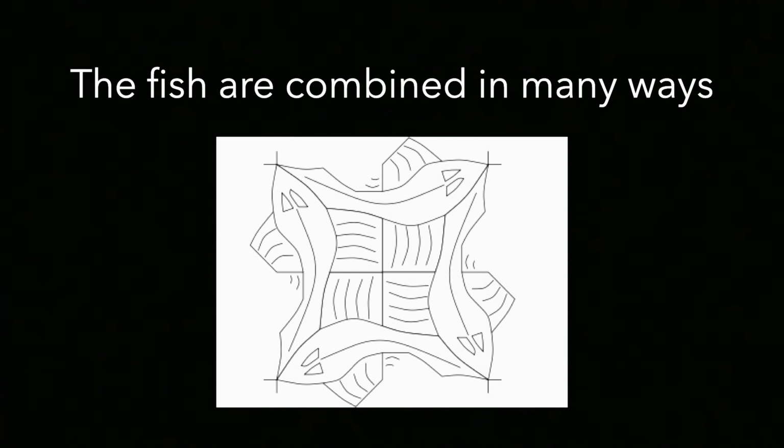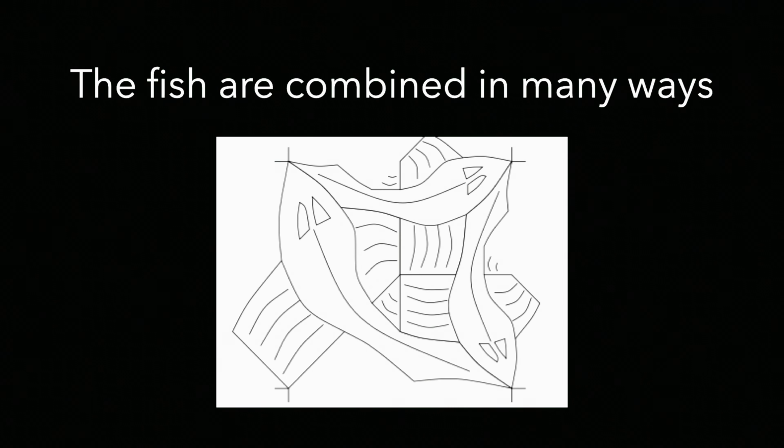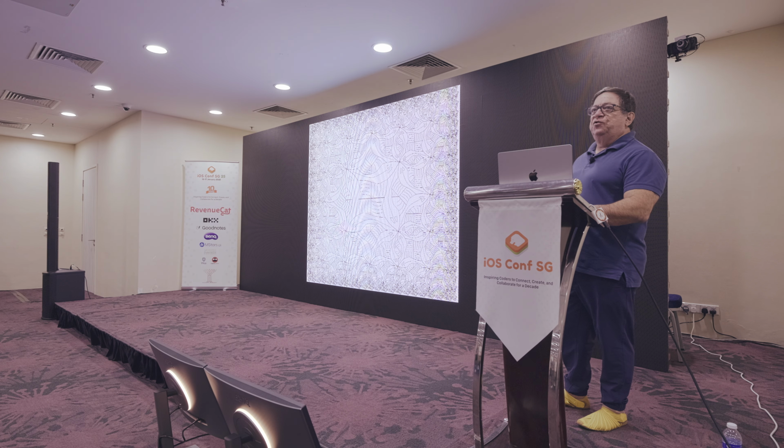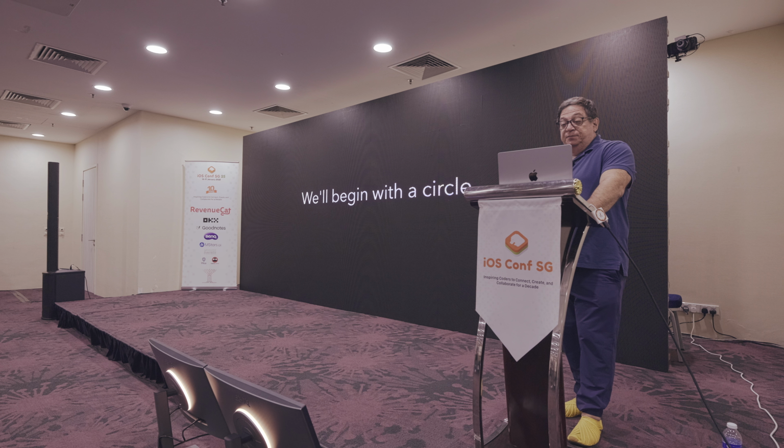And the fish were combined in many ways in his paper. Here's 4 fish together. Here's 3 fish together. And his North Star, what he was aiming for, was to implement in a computer an Escher print. And so this was his goal, and this is our goal today. Okay, and so that's Escher's Square Limit. So let's begin with a circle and end with a fish.